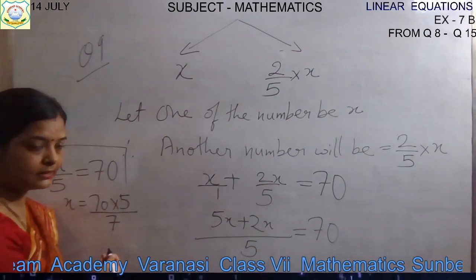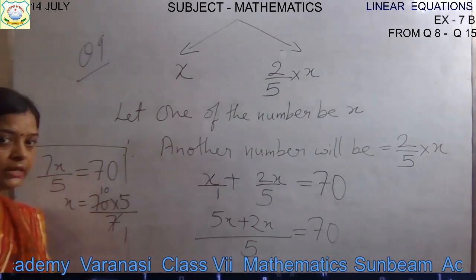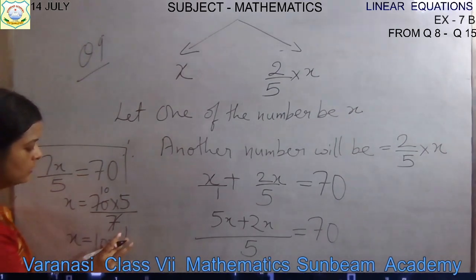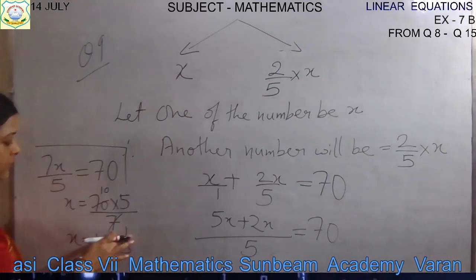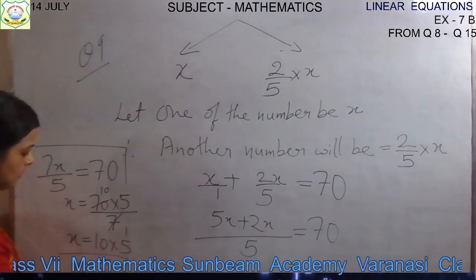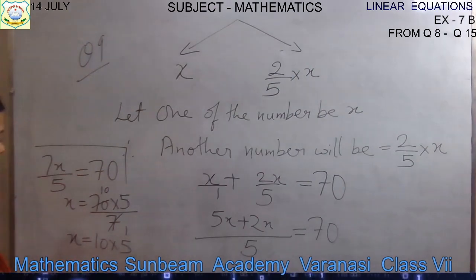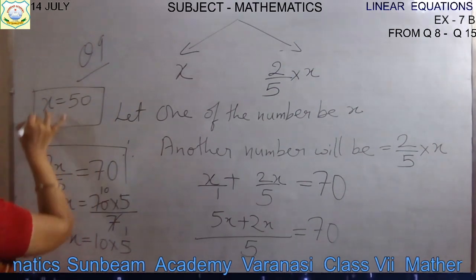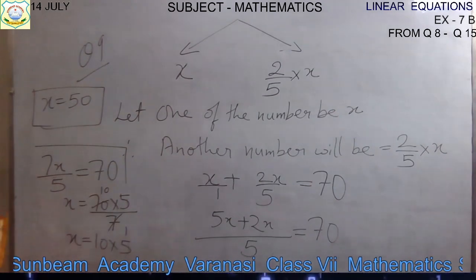Now just simplify this. 7 ones are 7 and 7 tens are 70. So what is the value of x? x is equal to 10 into 5. That is x is equal to 50. It's not visible, children, so just write down that x is equal to 50. I think it is visible. Now, what are those numbers?